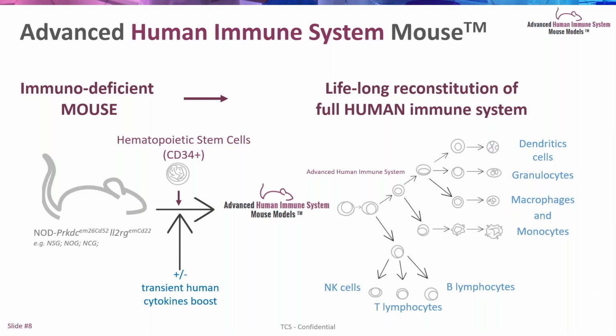That's really one of the biggest differences compared to PBMC engrafted animals, where at the end we are only left with T cells in the model. Here you have a full reconstitution of all these human cells of interest. Next slide.